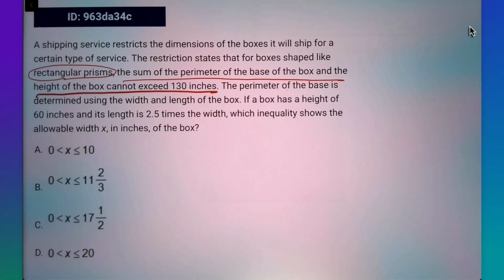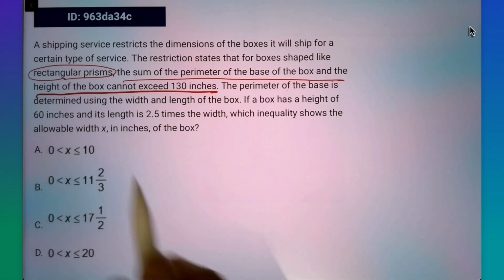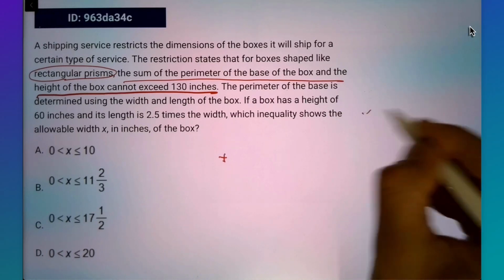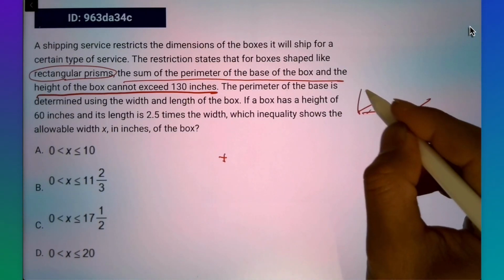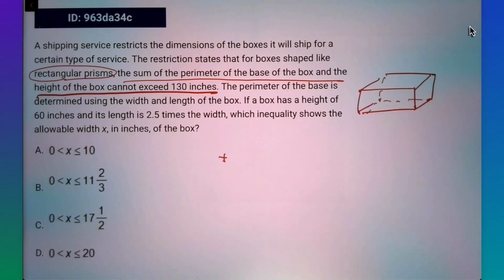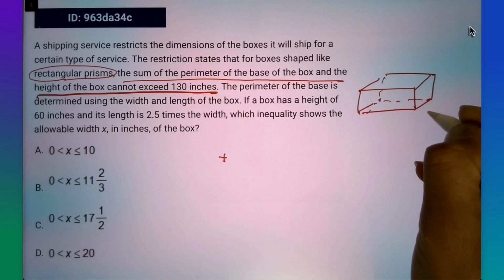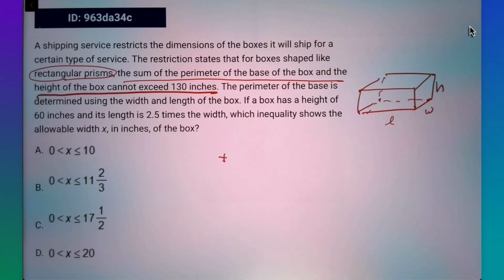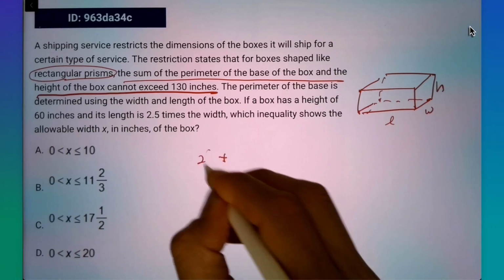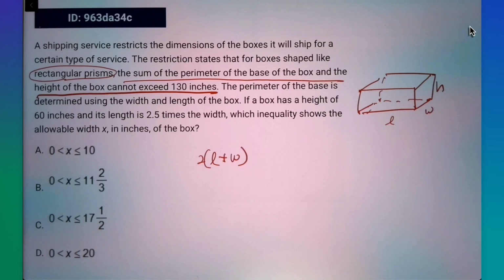So how does that underline in red translate into a mathematical equation? When you see the word sum, we're adding. What are we adding? The perimeter of the base of the box. So you have the rectangular box like this, and let's say we have length, width, height. The perimeter of the base will be 2 times the length plus width, or you can say 2L plus 2W, as in the distributive property. Then the height of the box.